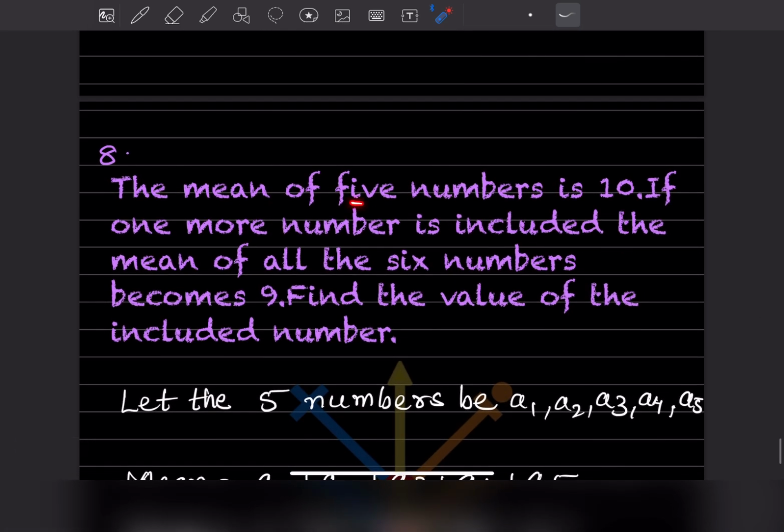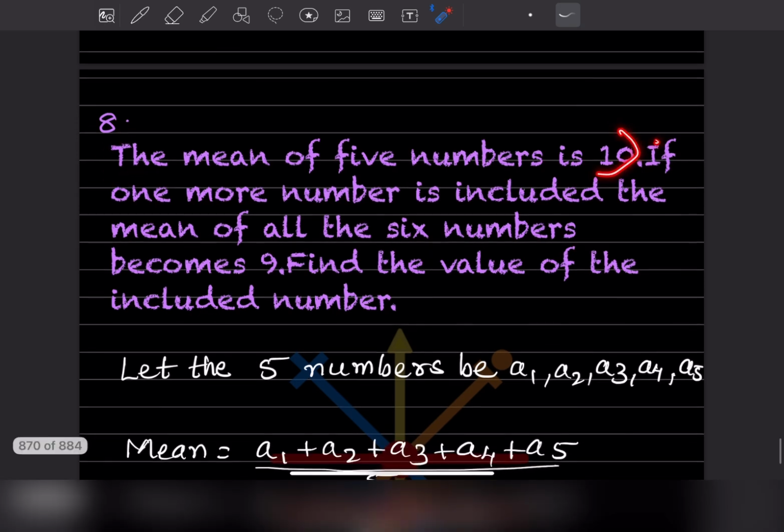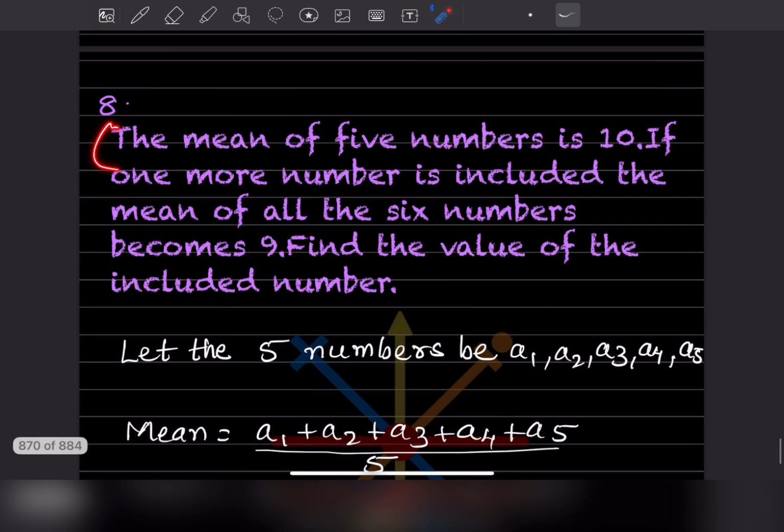The mean of 5 numbers is 10, and if one more number is included, the mean of all the 6 numbers becomes 9, and you have to find the value of the included number. Now let us see the first sentence: the mean of 5 numbers is 10. We don't know which they are, so let the 5 numbers be, you can put any alphabet, A1, A2, A3, A4 and A5.